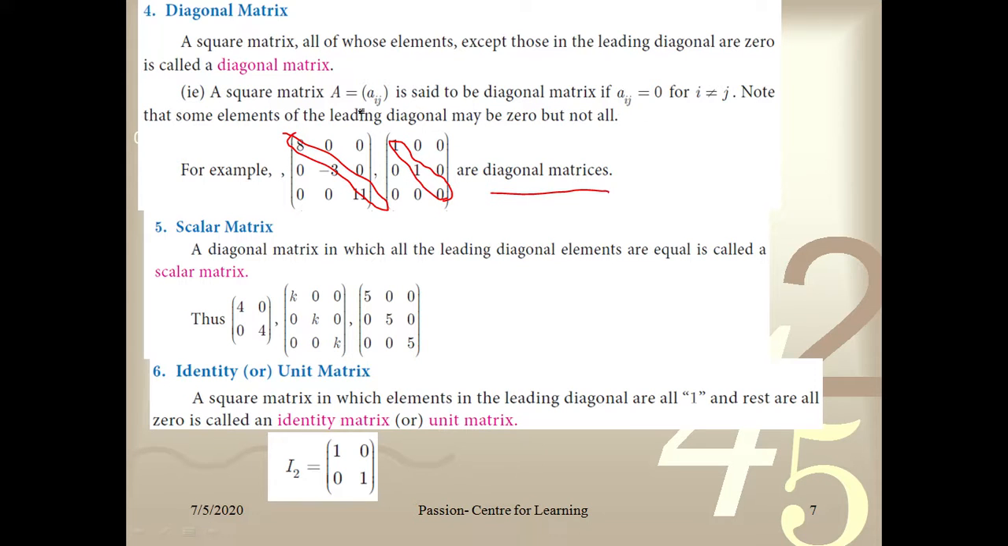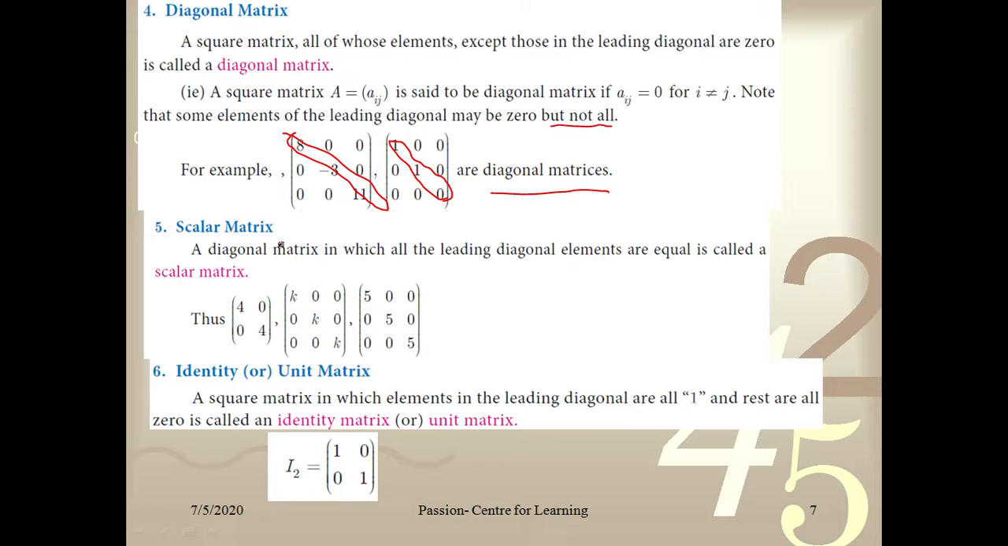Note that some elements of the leading diagonal may be 0, but not all. That means any one value can be 0, and the other values are non-zero. So these are also diagonal matrices. You can see here the values are 0 in the upper part and the values are 0 in the downward part. Okay, now the scalar matrix.